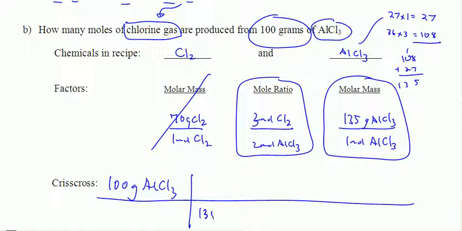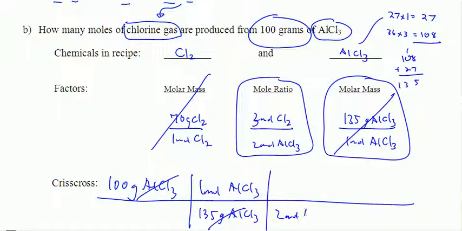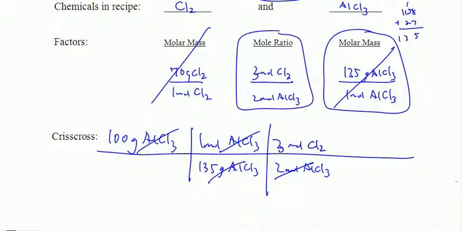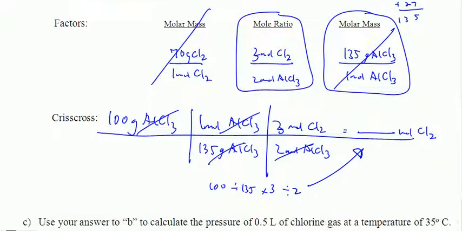So there are 135 grams of AlCl3 for every 1 mole of AlCl3. That was done. And there are 2 moles of AlCl3 for every 3 moles of Cl2. That's done. So my answer is going to give me some moles of Cl2. I'm going to take 100, divide it by 135, multiply by 3, and divide it by 2. And that's the answer that you will get there.